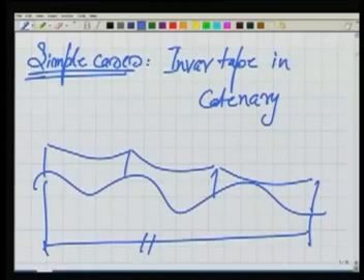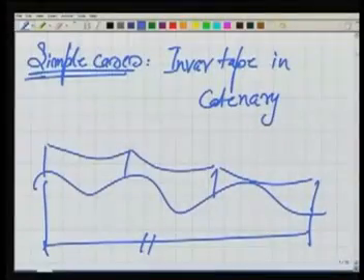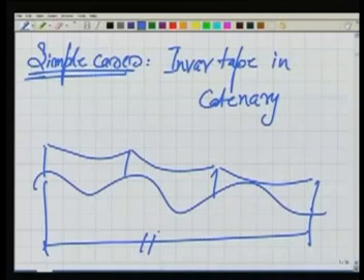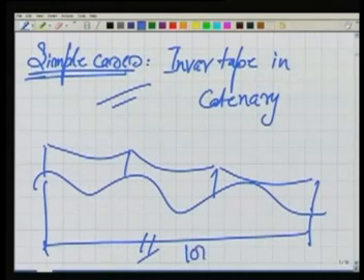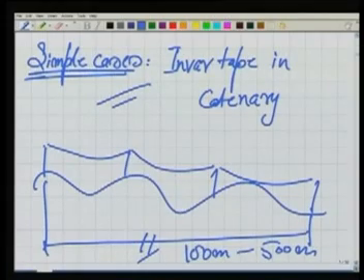We use invar because of its thermal expansion properties. It doesn't expand much with the change in temperature. It will maintain its length. And then we apply the corrections for catenary and all the other corrections. So we can measure a small length correctly using this approach. This length could be of the order of 100 meters to 500 meters, depending on what kind of ground you have, how much effort you are putting into it.